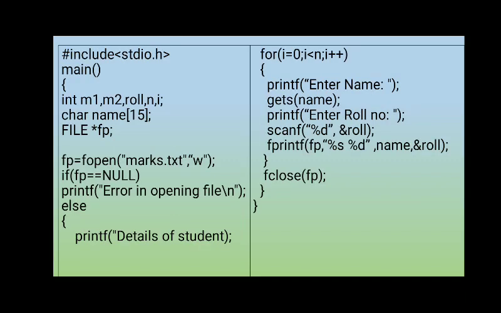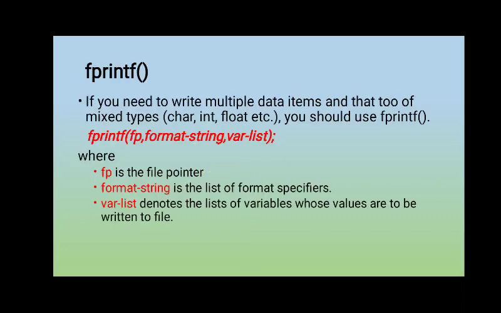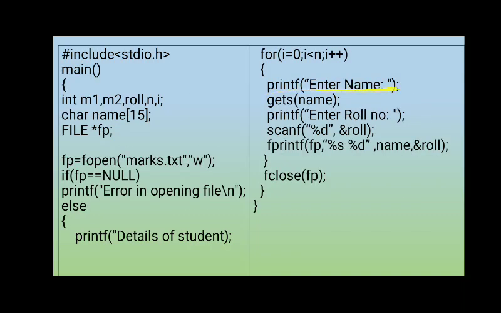So let's take an example. You have m1, m2, roll, n and i, and you're reading a name. You're opening the file marks.txt in write mode and checking for any error. Then you're entering the name and the roll number, and then you're writing to marks.txt using the function fprintf. First you have specified the file pointer, then first you're going to write the name, so you specified %s, then you're going to write the roll number, so you have specified %d, and you have specified the list of variables, that is name and roll number.